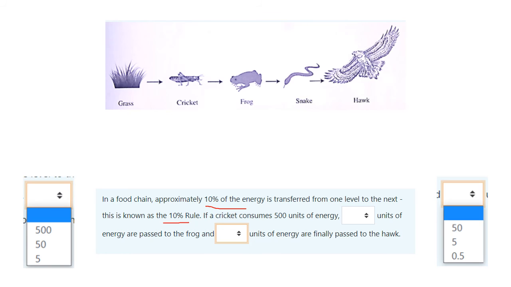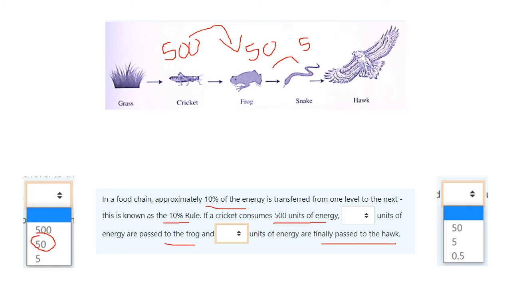So, if the cricket consumes 500 units of energy, how much is passed to the frog? So the cricket has 500. That means the frog will get 10%. The frog will get 50. And then we want to know what will be finally passed to the hawk. So to the snake, 10% would be 5. To the hawk, 10% would be 0.5. So if 500 units of energy went from the cricket to the frog, only 0.5 units of that energy would be left for the hawk.